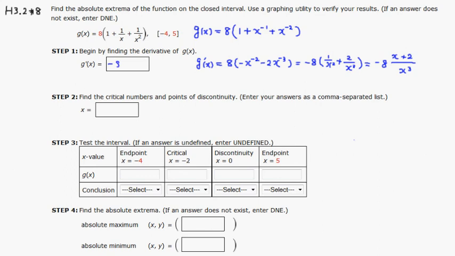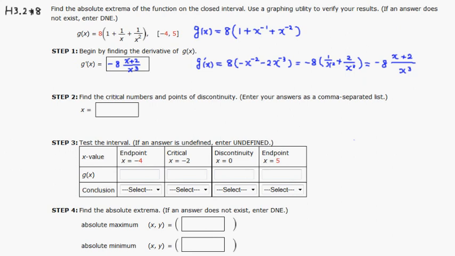negative 8 times x plus 2 over x cubed. Right? So that's the derivative. Then we can find the critical numbers.